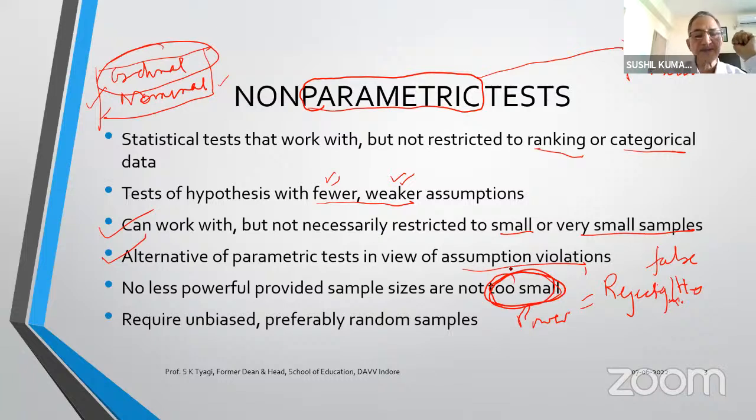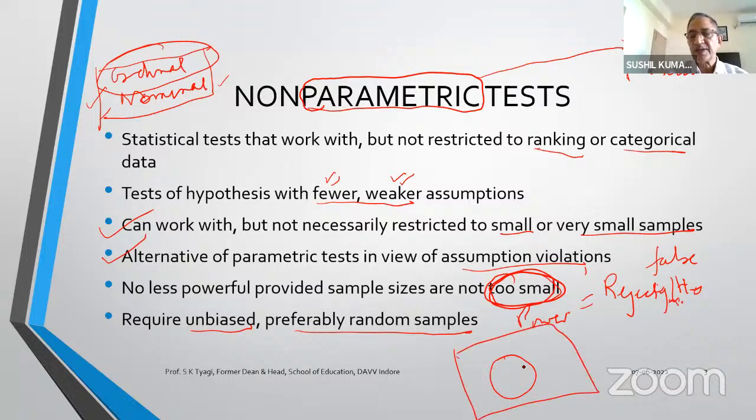And lastly, another myth is that whenever you have non-random sample selection, you should go for a non-parametric test. I don't think this is a correct perspective. Non-parametric tests also require unbiased, preferably random samples, because they are also generalizing from sample to population. Therefore, they very much require a sample which is representative of the population. Otherwise, there will be no logic in generalizing the results from sample to population. So these are basically some major characteristics of non-parametric tests.